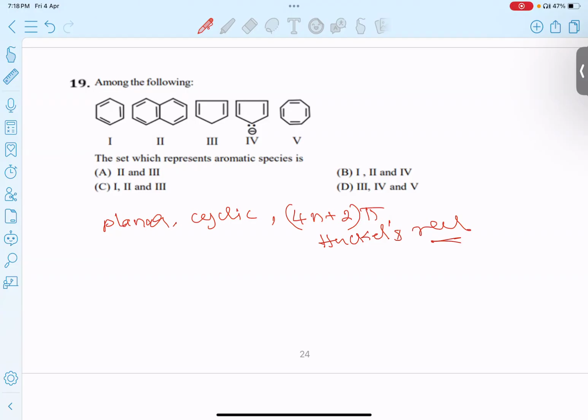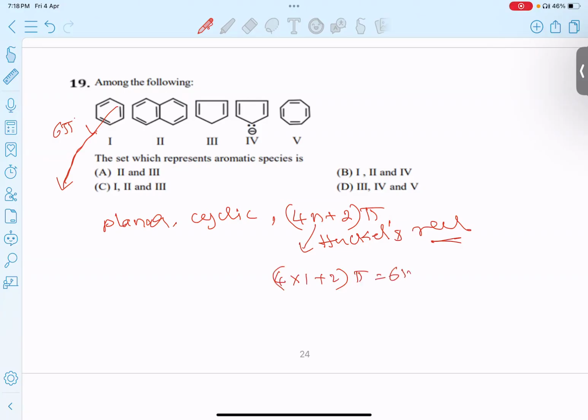So the first one is benzene. This is an aromatic compound. Let us apply the rule. Benzene is planar and cyclic in nature. After applying the 4n plus 2 rule, it contains 6 pi electrons. So benzene is aromatic. Here, 4n plus 2, n is a whole number, so 4 into 1 plus 2.